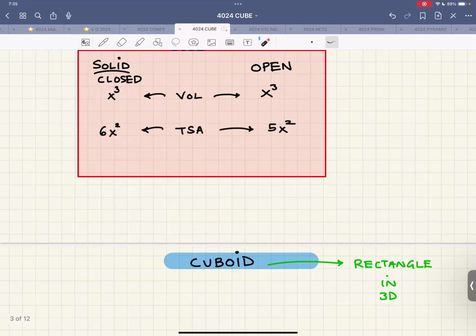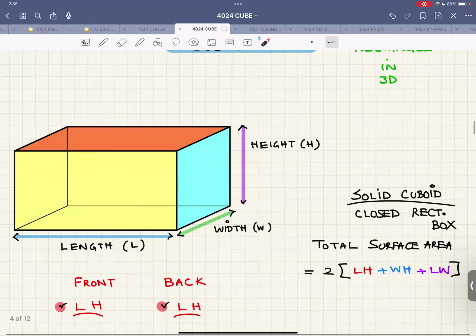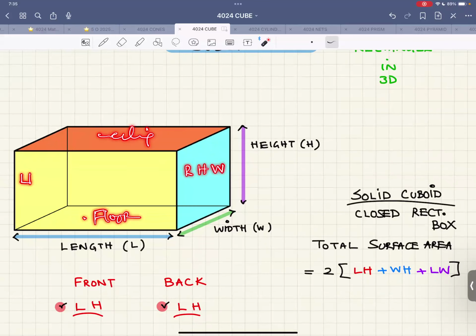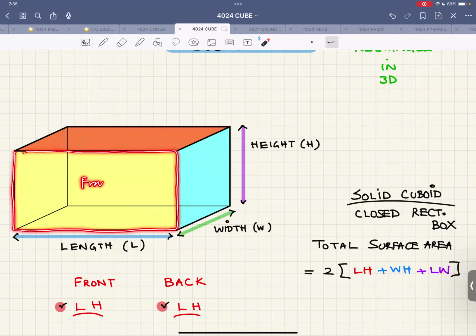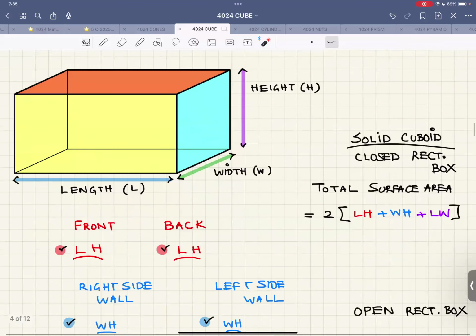So now let's talk about cuboid. So if I talk about cuboid, it's a rectangle in 3 dimensions. So this is the length, this is the width, this is the height. So this one is the base, this is floor, that is the ceiling. This is the right hand wall. This is the left hand wall. And this face over here that I am focusing on, that is the front wall. And if I focus on this one, that is the back wall. Got the idea? So let's say you are in a rectangular room.